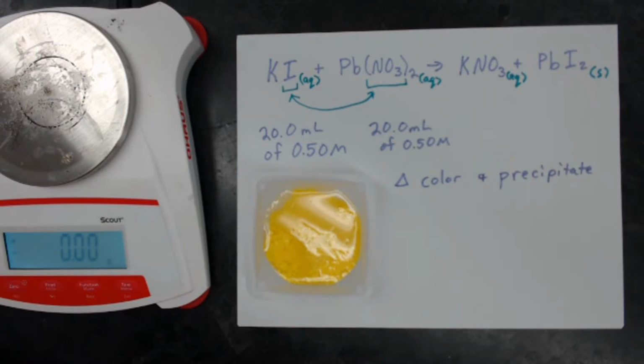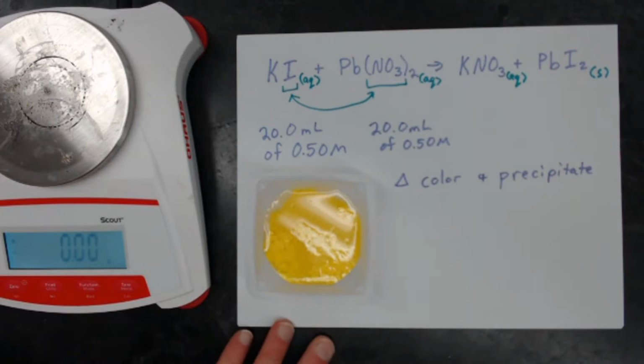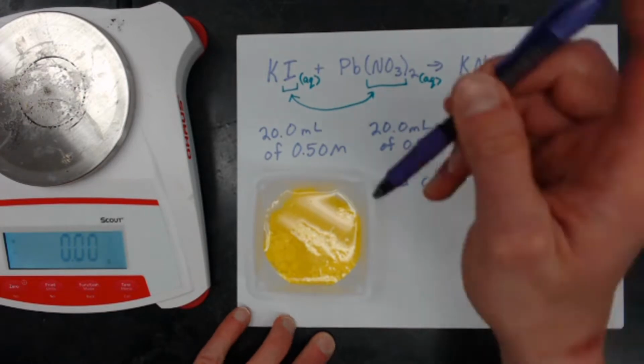All right. So now what I need to do is I need to somehow get this precipitate out, because we are trying to do stoichiometry.